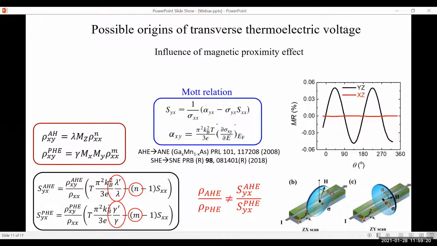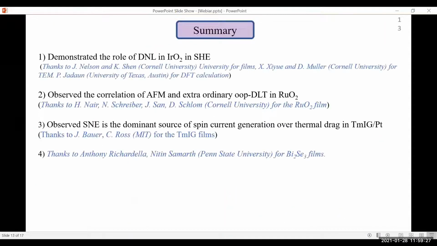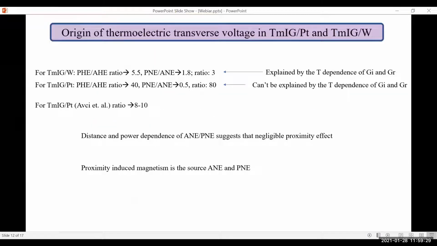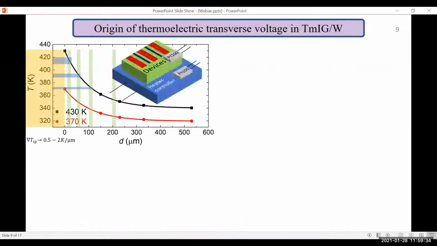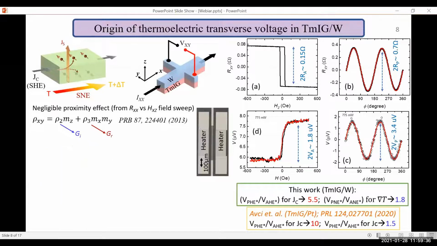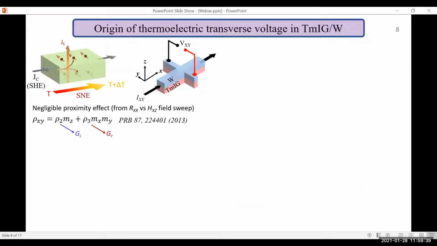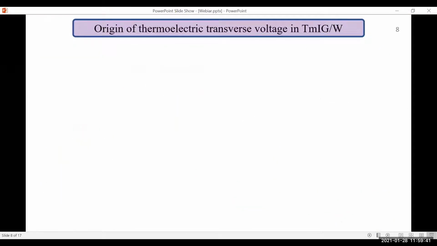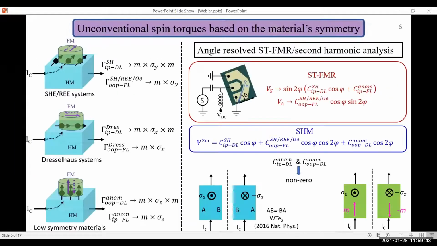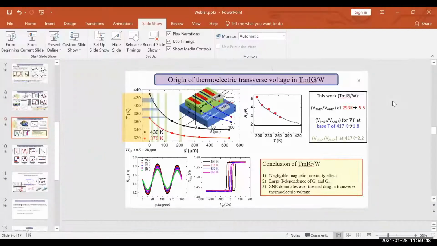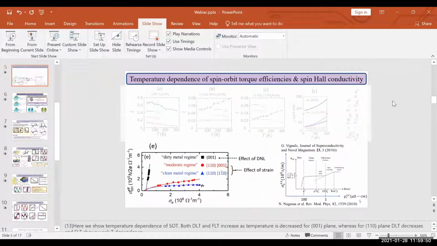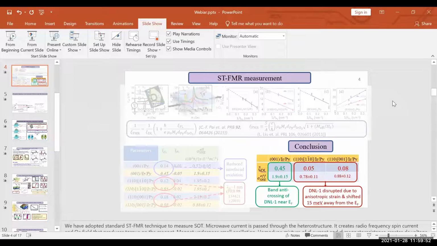Thanks, Arnab, for the nice talk. I have one question on the iridium oxide. So these are single crystal films, right? Yes. So when you measure the STFMR, does it matter along which direction the RF current is flowing? Yes. Absolutely.